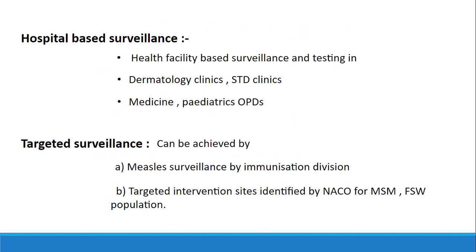Then hospital-based surveillance is, we will find out the cases in health facility-based surveillance and testing in dermatology clinics, STD clinics, medicine, pediatric OPDs. So this is health facility based. So targeted surveillance can be achieved by measles surveillance by immunization division, targeted intervention sites identified by NACO for men who have sex with men, and female sex workers population.